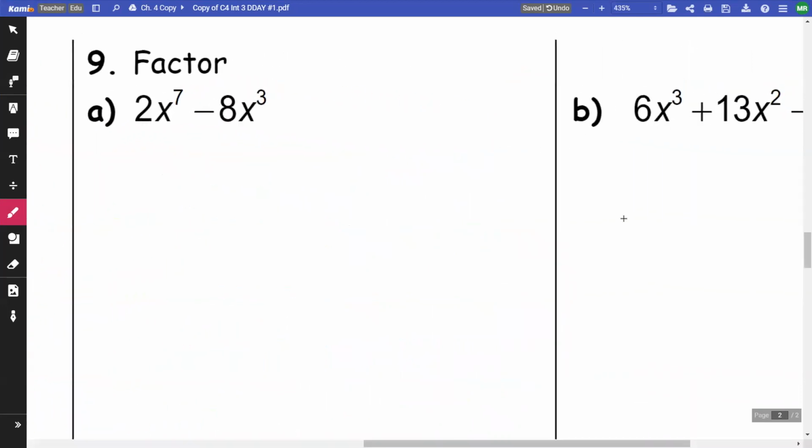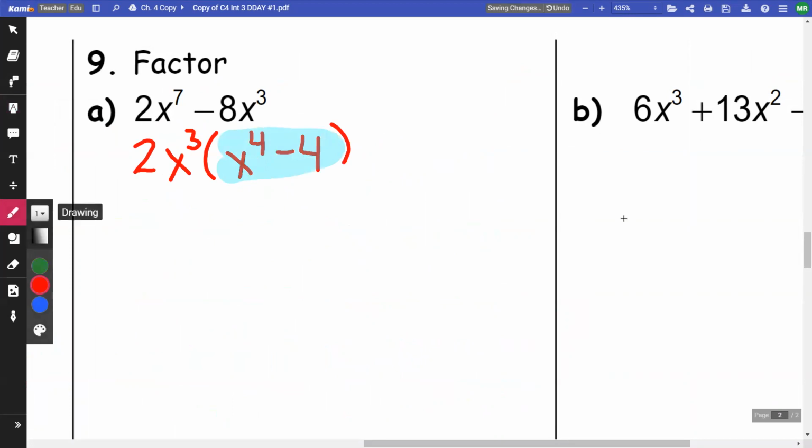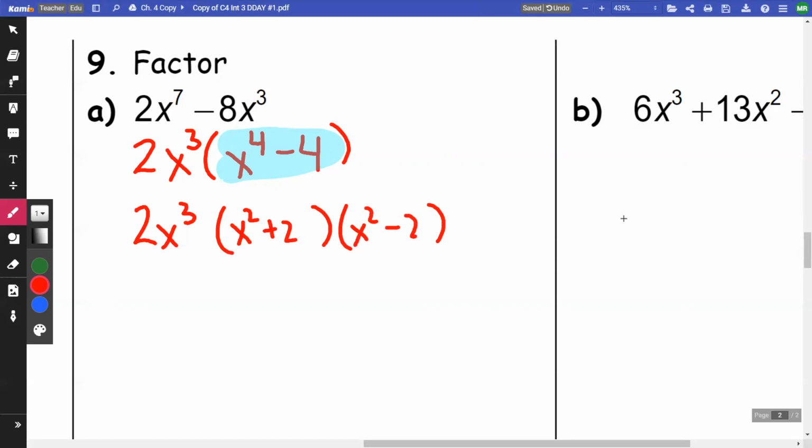Okay, on 9, I'm going to factor. And from this, I'm going to look and see what can I factor out in terms of numbers. I can factor a 2 from both of them. And in terms of my x's, I can factor out an x to the 3rd. And I'm going to be left with an x to the 4th minus 4. And this is actually a difference of 2 squares. So I still have my 2x to the 3rd, and then that x to the 4th minus 4 is a difference of 2 squares. It's an x squared plus 2 and an x squared minus 2.